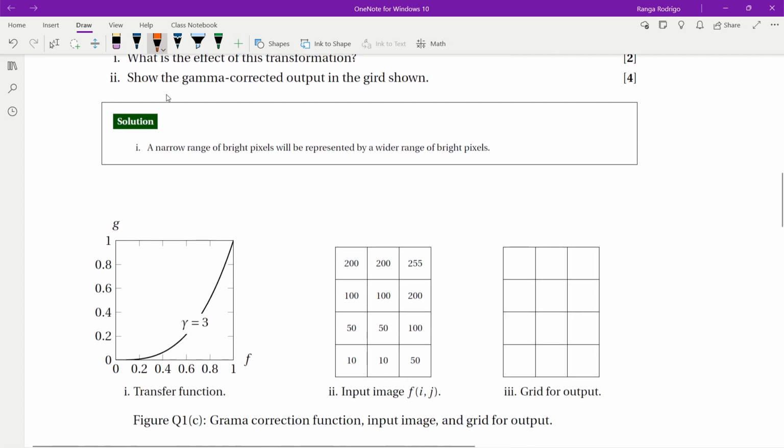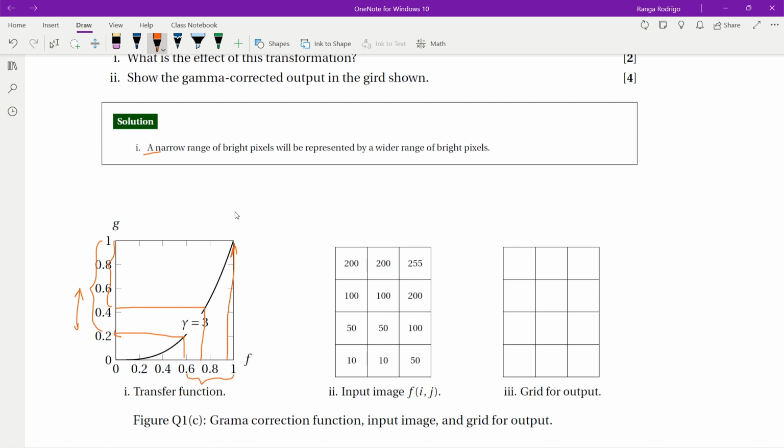When you look at this graph, we can see a narrow range of bright pixels. Toward the right hand side, these are bright pixels. You can see that 0.6 to 1, for example, is mapped to a wider range of pixels. So the effect is that if you take a narrow region of bright pixels, it gets mapped to a wider range of pixels. Okay, so this is the answer for that question.